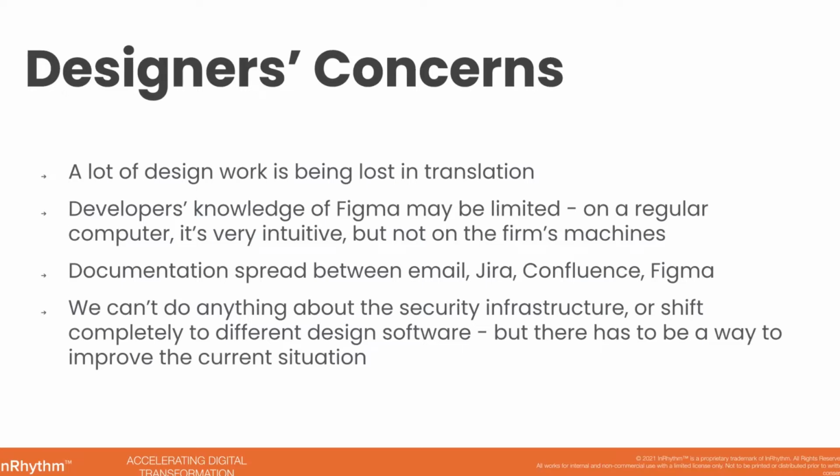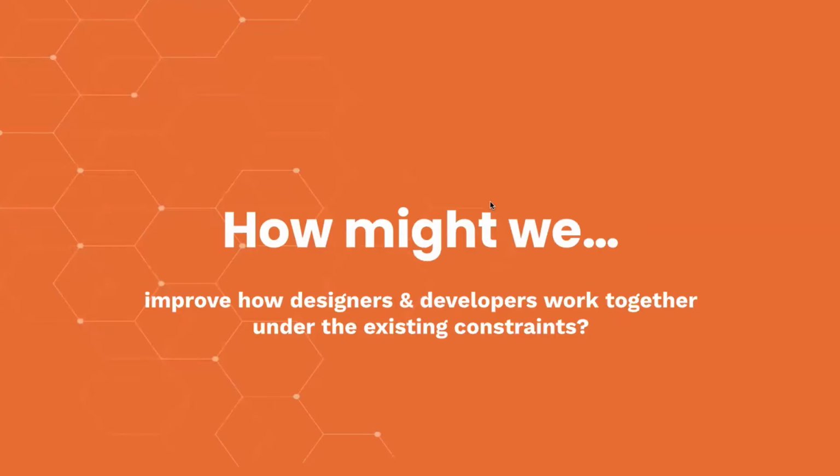So then, in thinking about what we wanted to do about it, there's not a lot we can do about the security infrastructure. We're certainly not moving to a different software anytime soon, but we really felt like there has to be a way to improve this. UX designers like to approach these problems by phrasing them as a question that starts with "how might we?" So here we were thinking, how might we improve how designers and developers work together under the existing constraints?